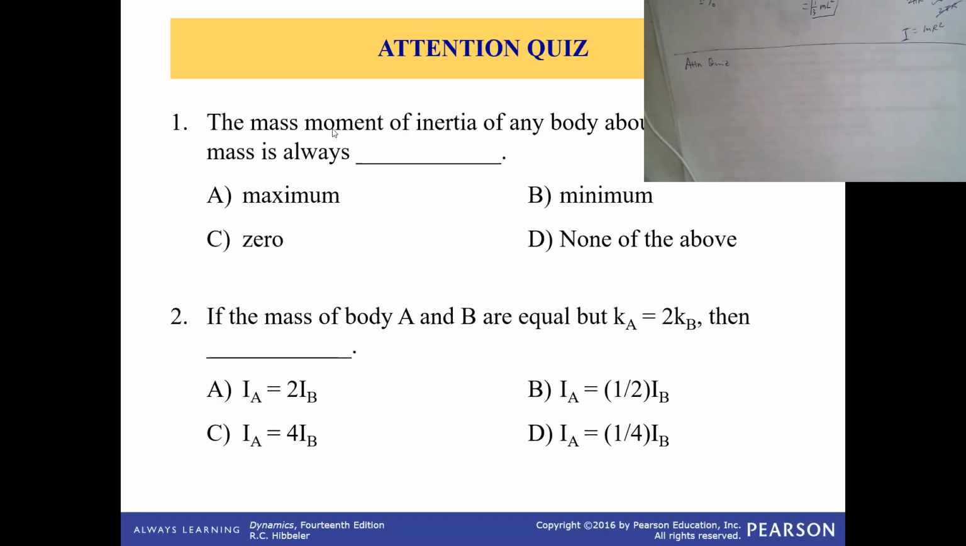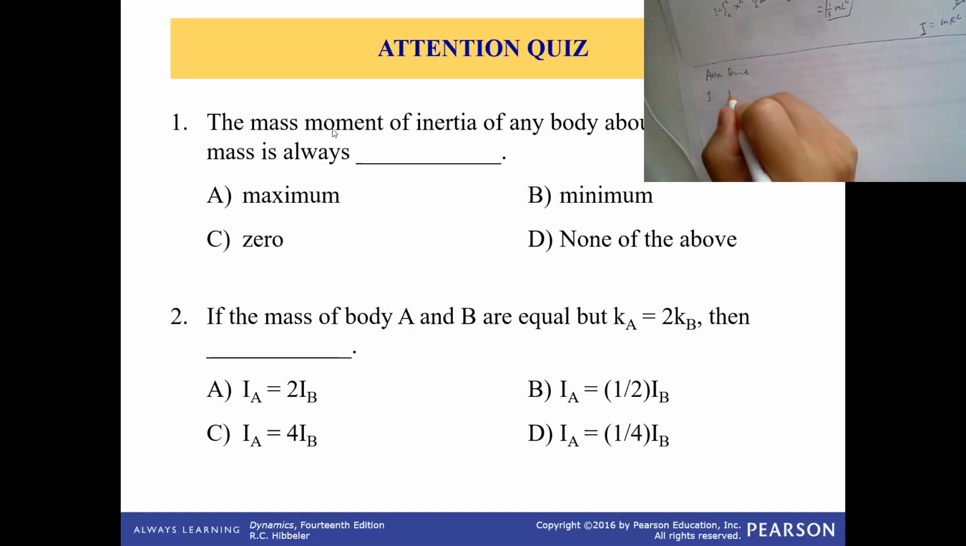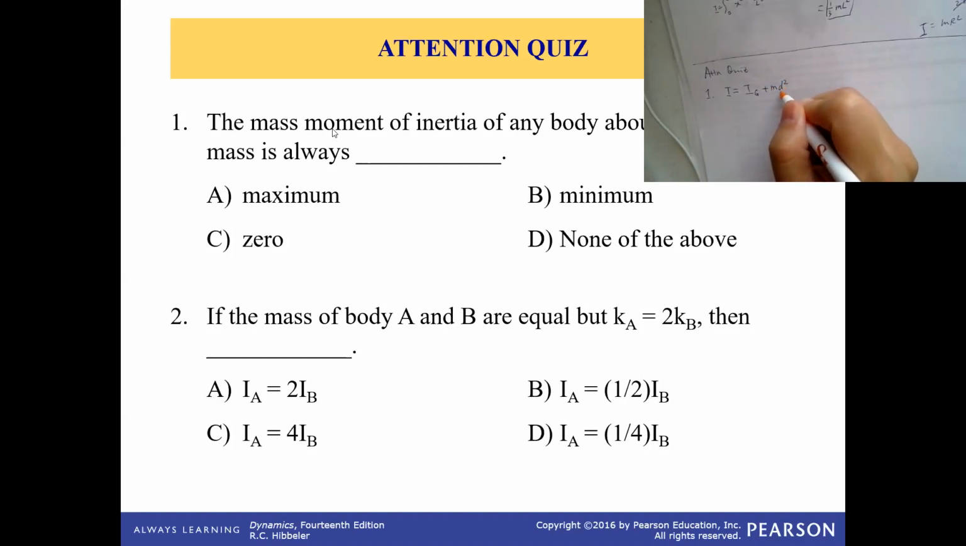All right, let's take a look here. The first one says the mass moment of inertia of any body about its center of mass is always what? For this one, you can use the parallel axis theorem, which says the moment of inertia is equal to the moment of inertia through the center of the body plus md squared, where d is the distance from the new axis of rotation to the axis through the center of mass of the body.